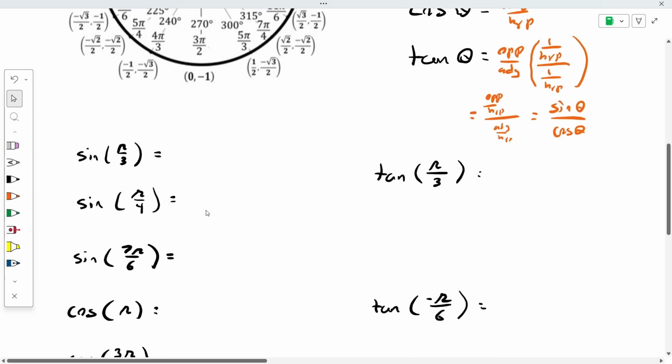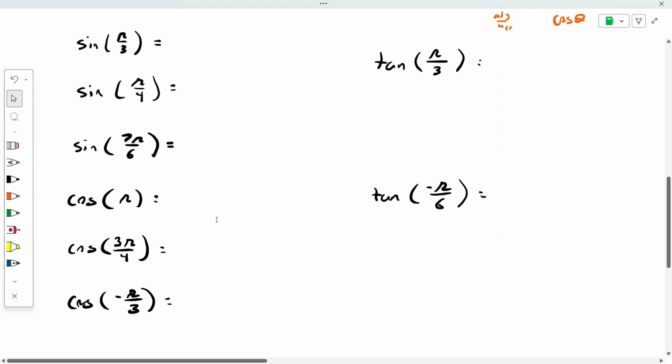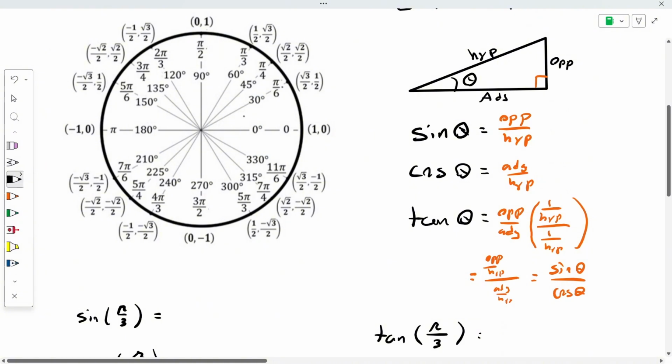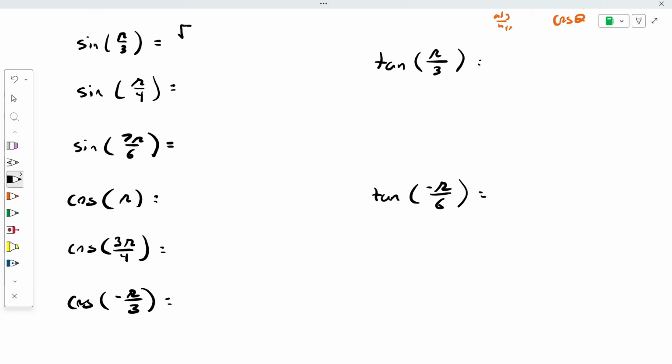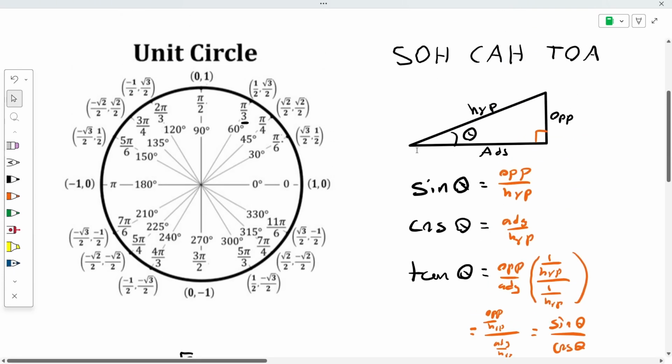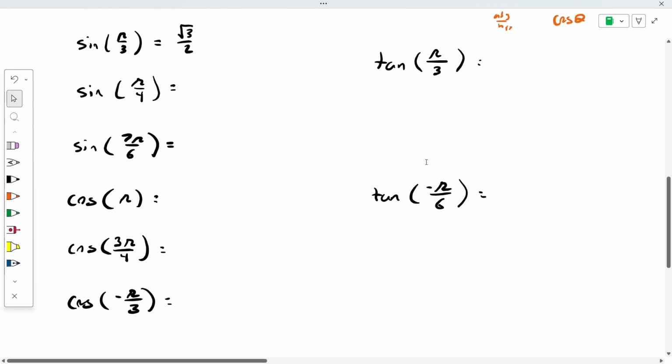Okay, so first we have sine of pi over 3. So if we know the unit circle, we can just go to pi over 3, which is right here, and we just look at the y value. It's going to be the square root 3 over 2. Okay, so we know sine of pi over 3 is just square root 3 over 2. Okay, sine of pi over 4, we do the same thing. We go up here, we go to pi over 4, we see the y-coordinate is square root 2 over 2.